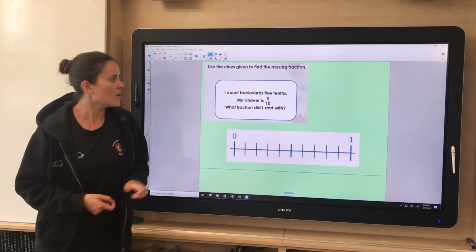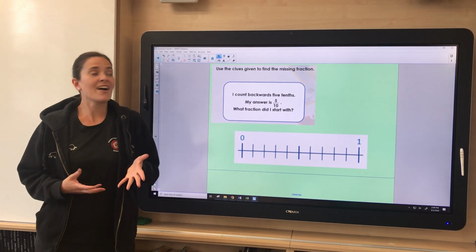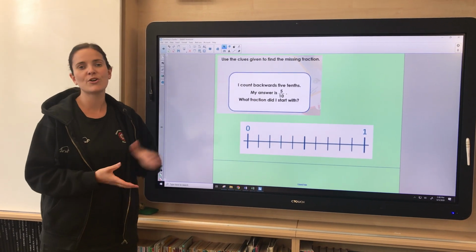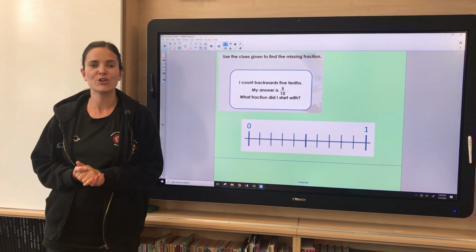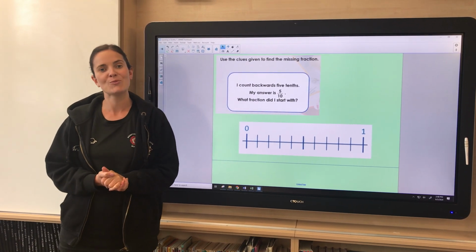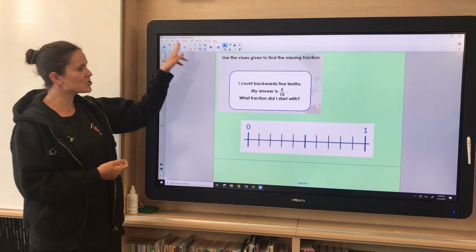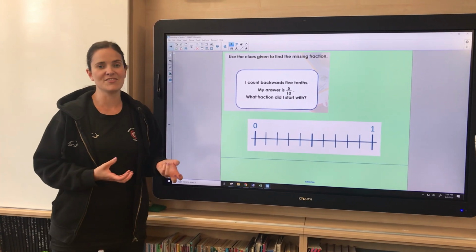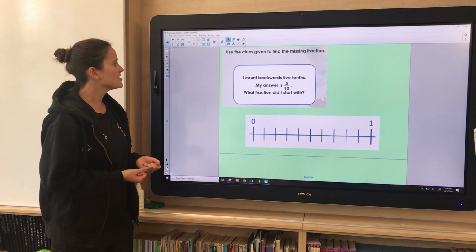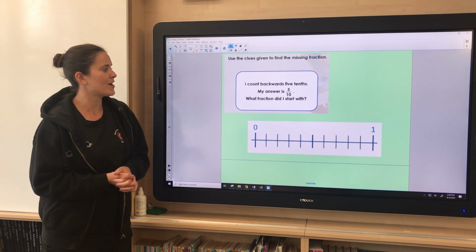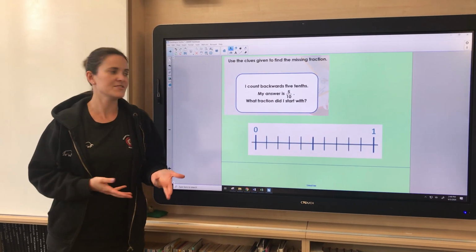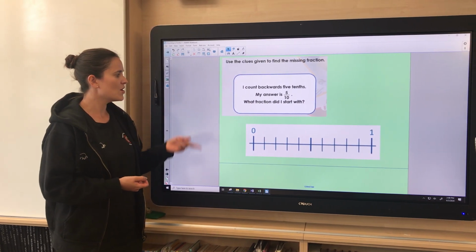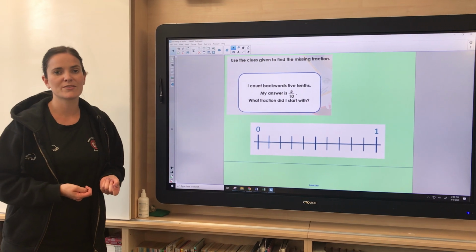Okay, so this is a kind of clue type question, and this is an example of the questions that are going to be available for you on the website today on our home learning page. I'm going to read you this clue, and we're going to use the clues to find the answer to this question. I count backwards 5 tenths, and my answer is 5 tenths. What fraction did I start with?